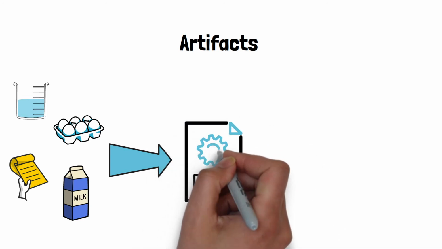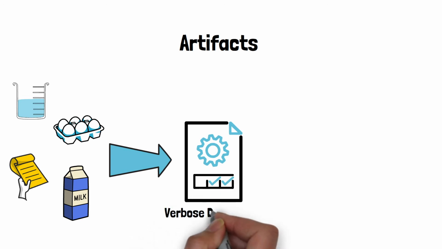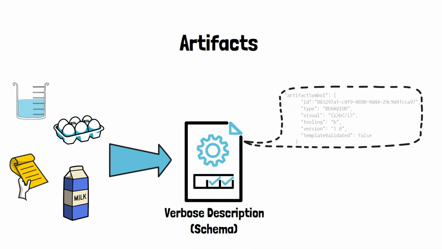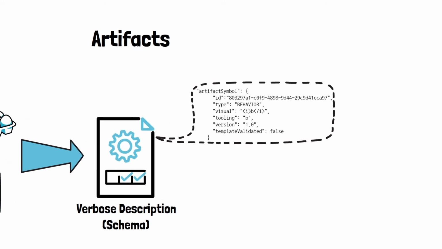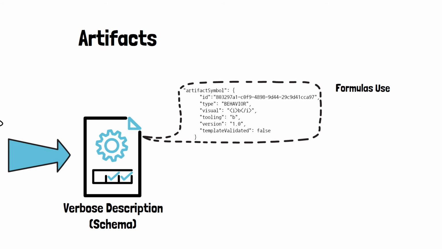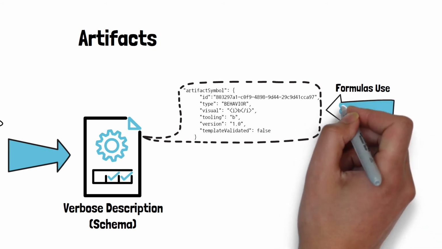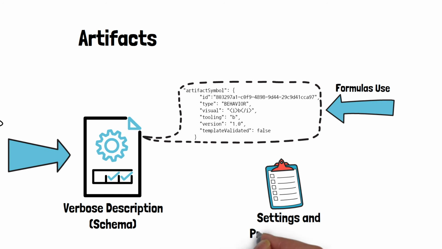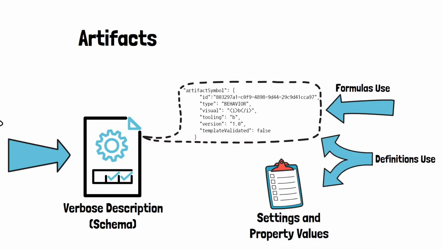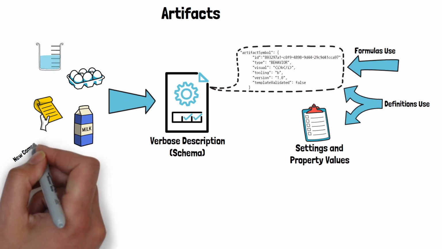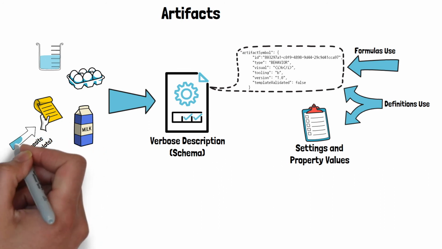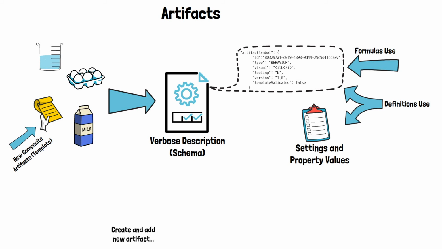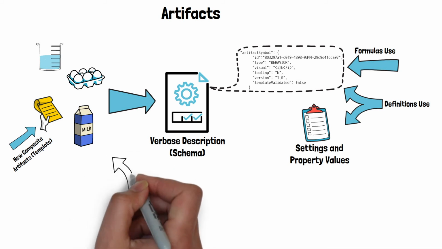They are a verbose description of the TTF component it represents, with placeholders for settings or properties that the artifact can have when it's used. Every artifact has an artifact symbol, which contains a unique identifier as well as a visual and tooling representation used in the taxonomy. A template formula, or the ingredient list, uses a lightweight reference to an artifact based on its unique identifier, where a definition uses a value reference that includes the settings and property values to be applied to the artifact for that specific definition. You use the artifacts in the TTF to create new artifacts like template formulas or definitions. You can also create new component artifacts to be used in formulas and definitions.